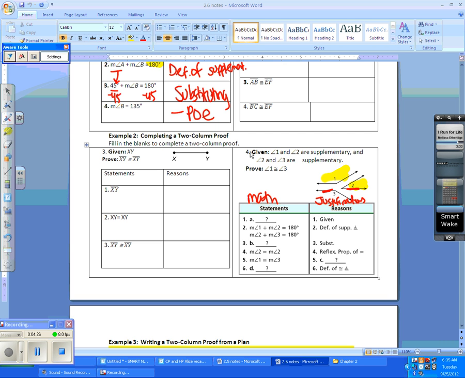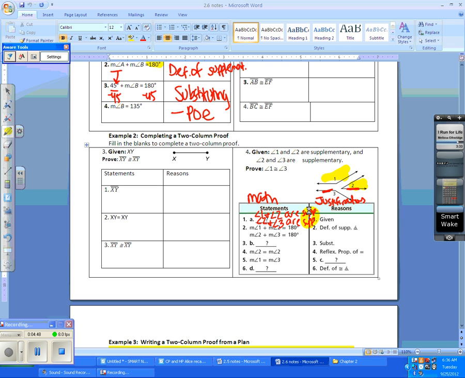So that means we're going to write all this in this little blank spot, and I apologize it's so small, but this is how I would write it. Angle 1 and angle 2 are supplementary, and then angle 2 and angle 3 are supplementary. Okay, and that's given. Now this is kind of like the other one we did.